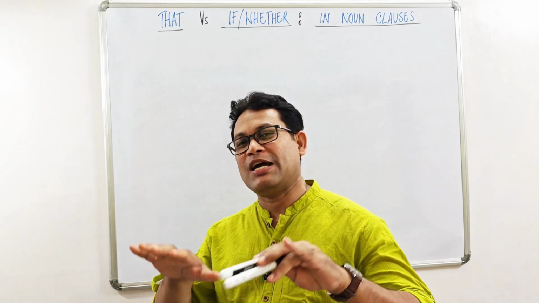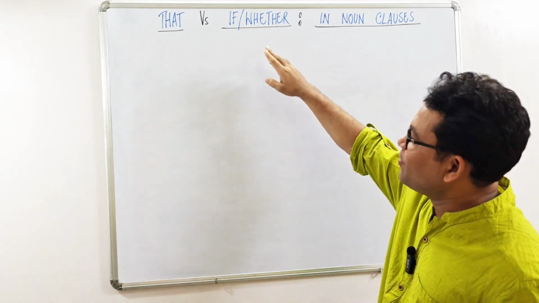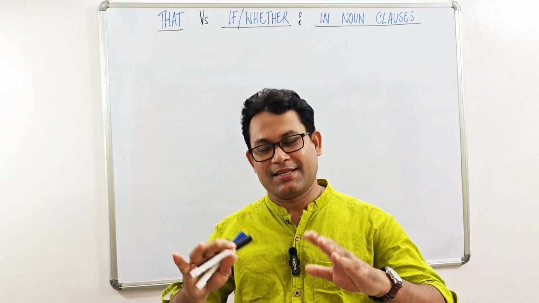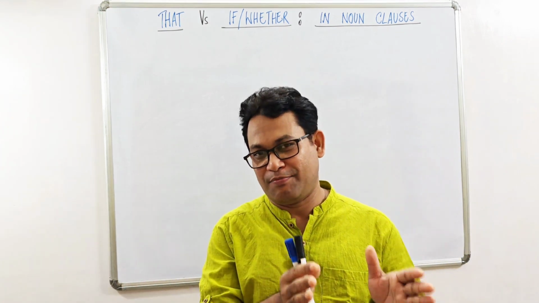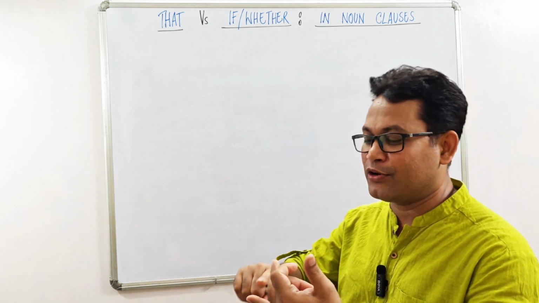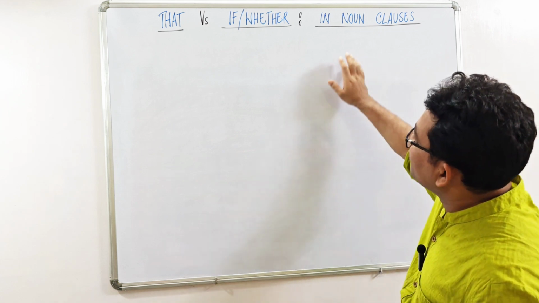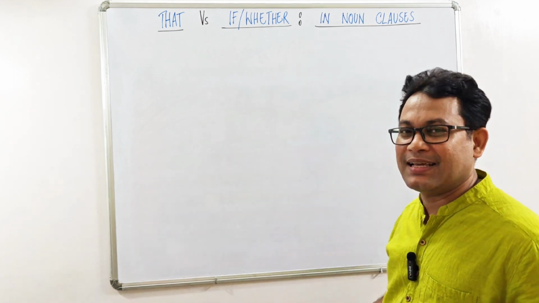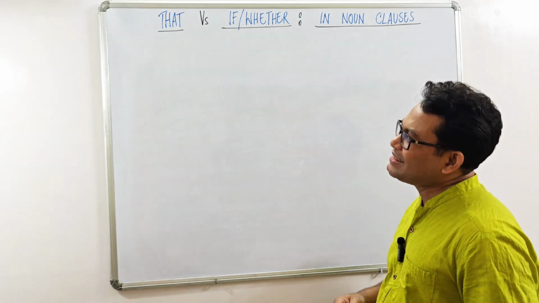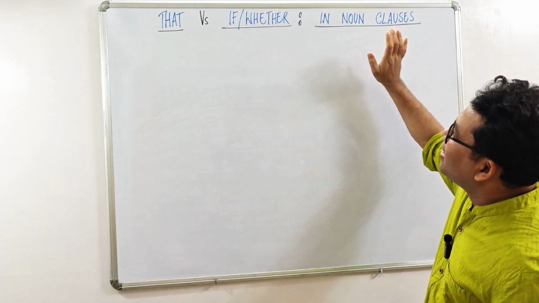Now today's video will be on a shortcut trick as to how to use these three conjunctions, that, if, or whether, in noun clauses. So remember, when we construct a complex sentence, we have a principal clause and a subordinate clause. That subordinate clause can be of three types: either noun clause, adjective clause, and adverb clause. Alright then, so remember that whenever we construct a noun clause, it indicates sort of a fact, a statement. Okay then, so what is the big deal about that, or if, or whether in constructing a noun clause?